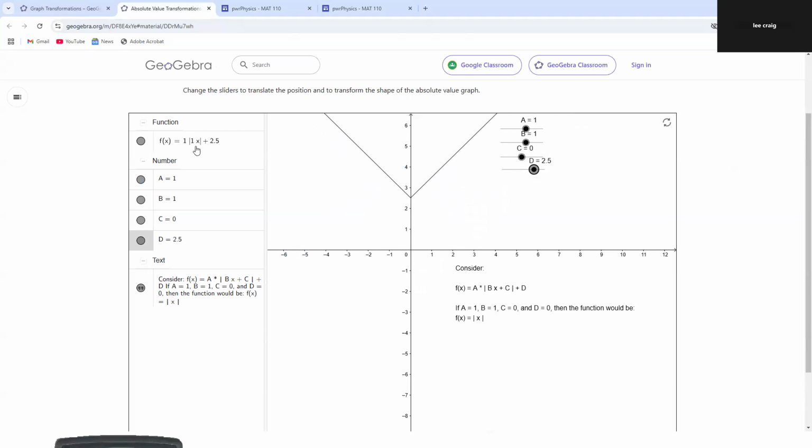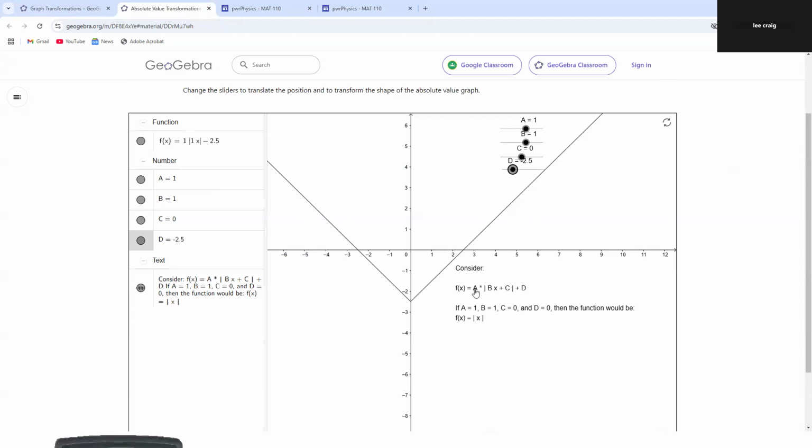Over here, you have the function itself. So right now, the one and the one don't really do anything. We're multiplying those, so you can kind of ignore it. That is the absolute value of x plus 2.5. You can see that the whole thing's been shifted up 2.5 spaces. I could go down to negative 2.5, somewhere down there. Okay. And all it would do is change the sign out in front of that. So that's that vertical shift at work there.